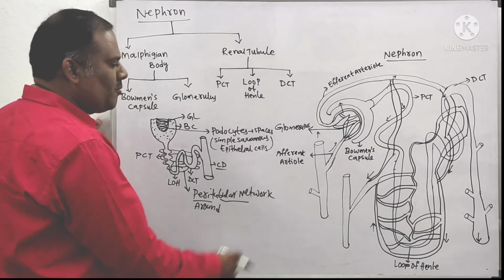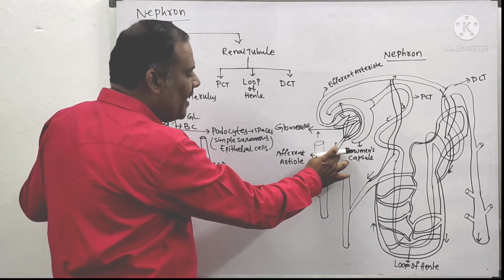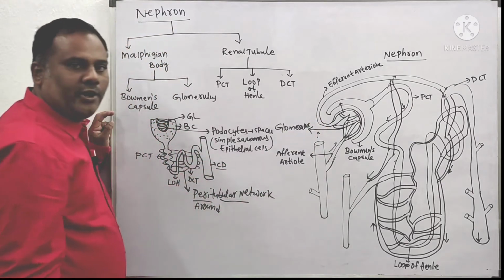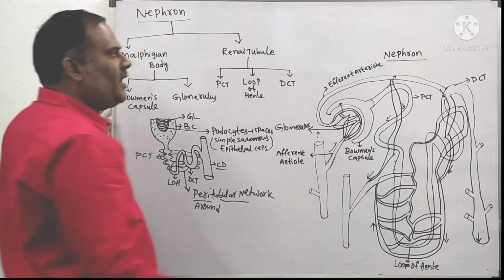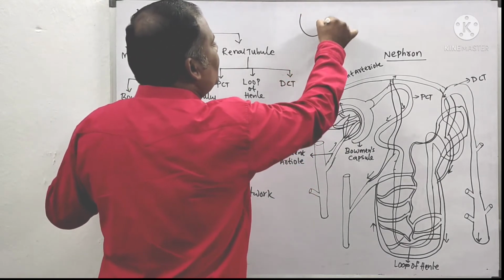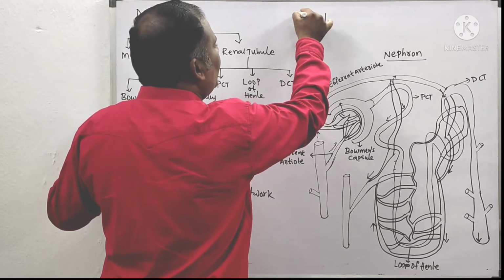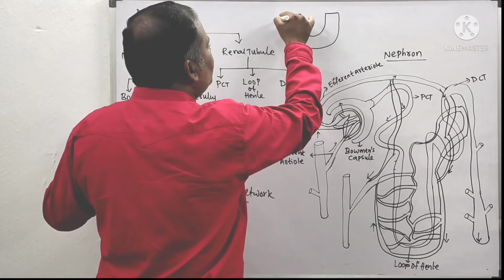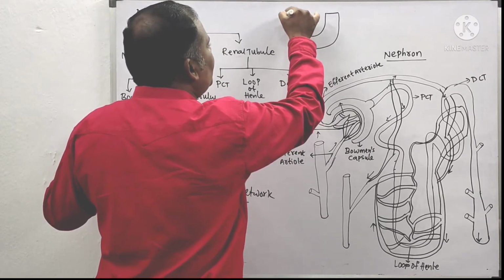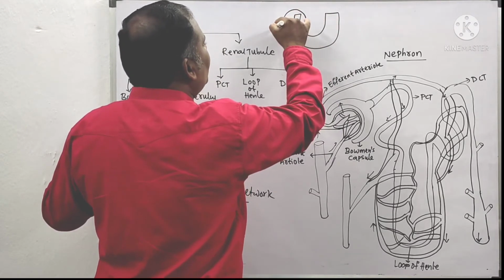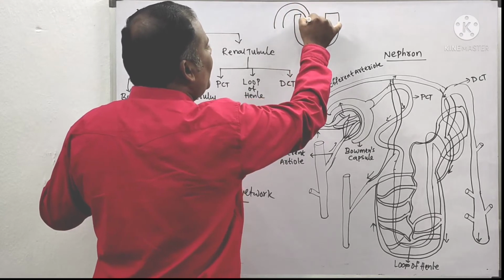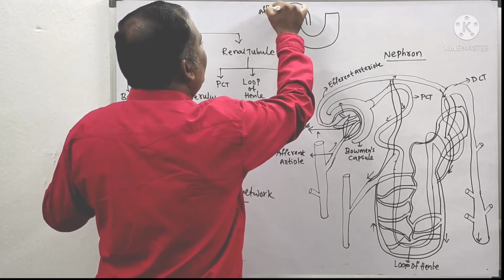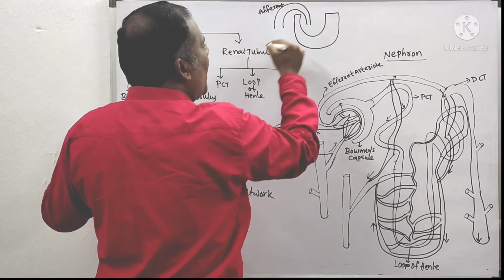Okay. And next, one more thing: this is called the afferent arteriole, whereas this is called the efferent arteriole. For example, this is a Bowman's capsule. Into the Bowman's capsule, this arteriole enters. That is the afferent arteriole. It is called what? Afferent arteriole.